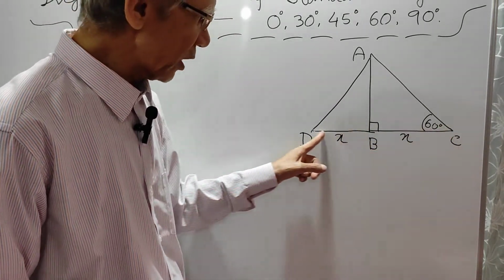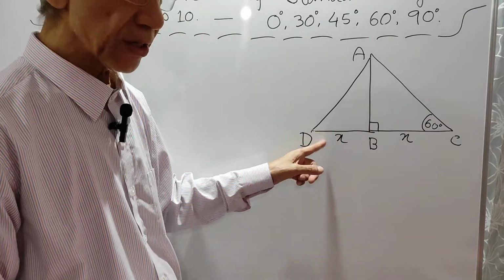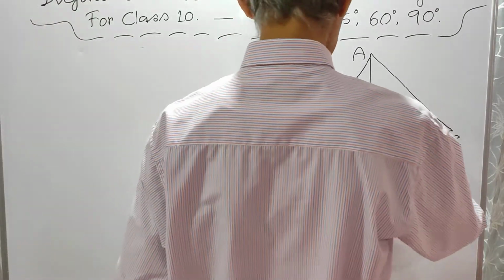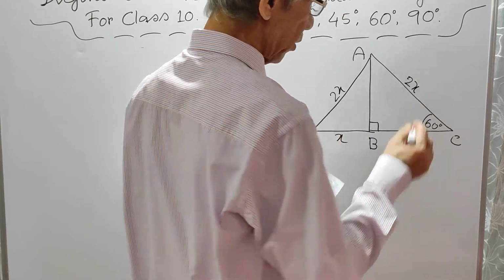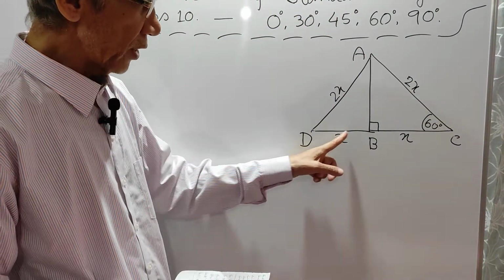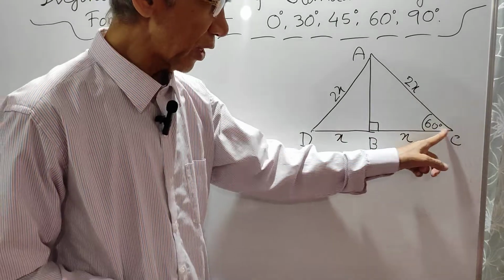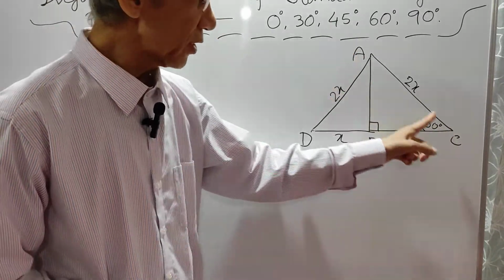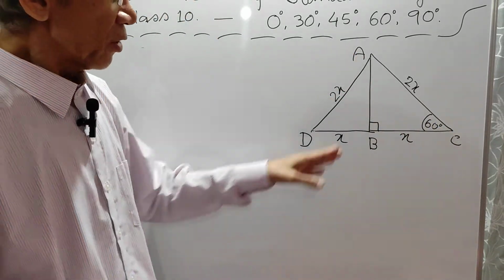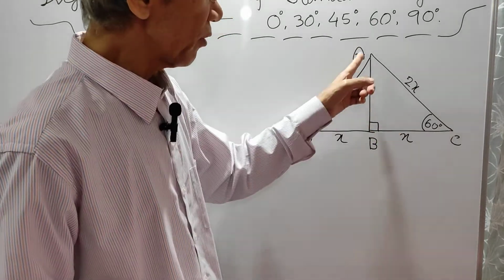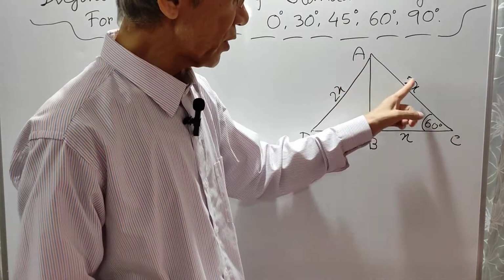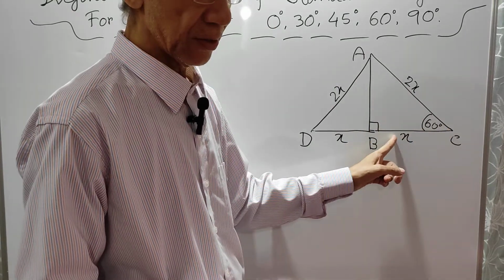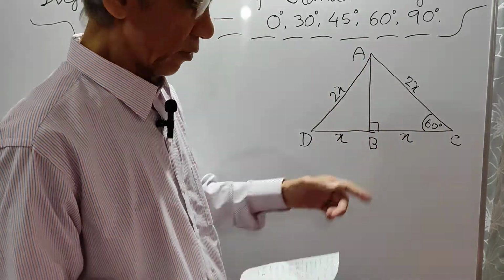That means this side of the equilateral triangle is twice x. Therefore, each side will be twice x, because in an equilateral triangle, all the sides are equal. So, this is x, therefore, this is twice x, this will be twice x, this will be twice x. Alright. So, using this equilateral triangle, we have found out in the triangle ABC, the hypotenuse is twice x and the base is x. Now, let us find out this perpendicular.